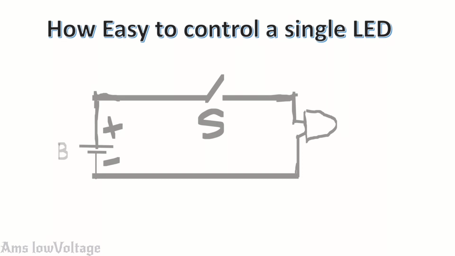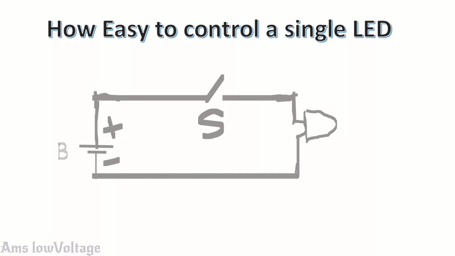A simple LED is connected with a battery and a switch S. When the switch S is closed, the LED will be turned on. This is very simple, everyone can understand the basics.